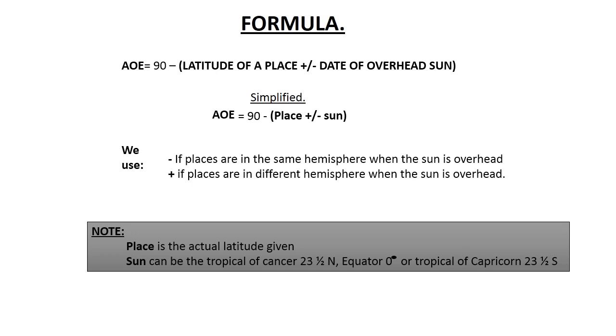If the sun is on the equator, that's 23rd of September or 21st of March, that means you have to put 0 degrees. Don't worry, we'll look at an example where I'll talk more about this, but take note of when I say place and sun.